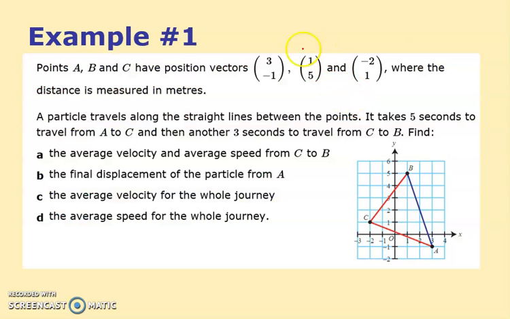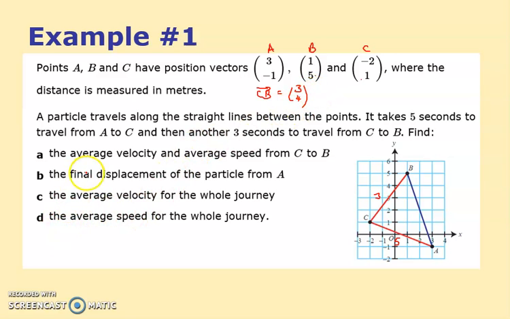First question, I should point out that these are position vectors of the points A, B and C, which are down here, measured in meters, and it wants the average velocity. It also says it takes 5 seconds to go from A to C and 3 seconds to go from C to B. And it says find the average velocity and the average speed from C to B. Well, first of all, C to B, you always do B minus C, so I reckon that's 1 minus 2, I reckon that's 3, 5 minus, I reckon that's 4. And if you look at the picture, it does go 3 across 4 up, so that works.